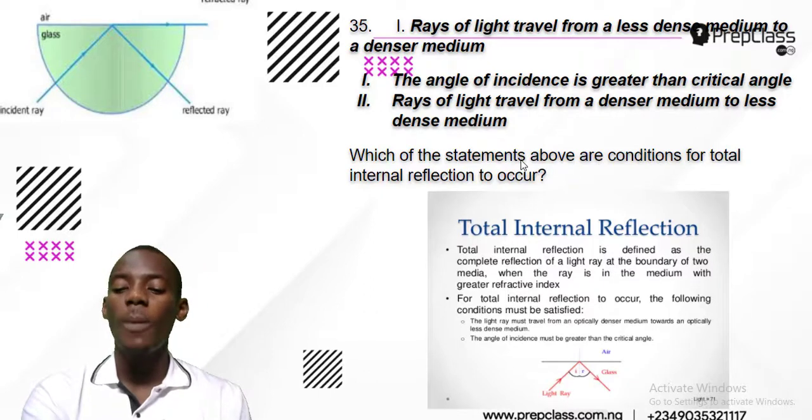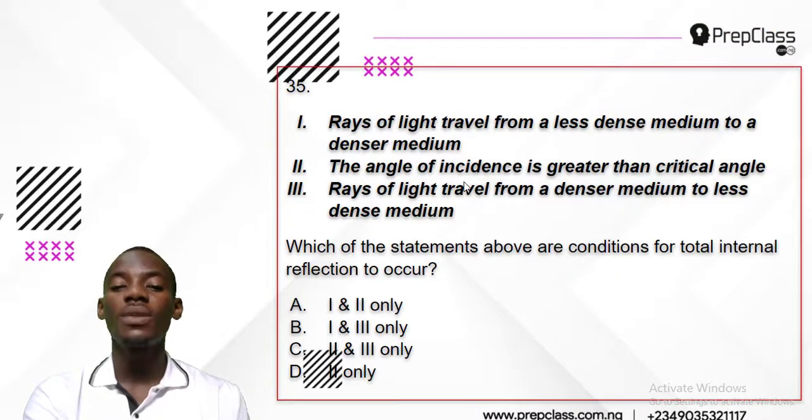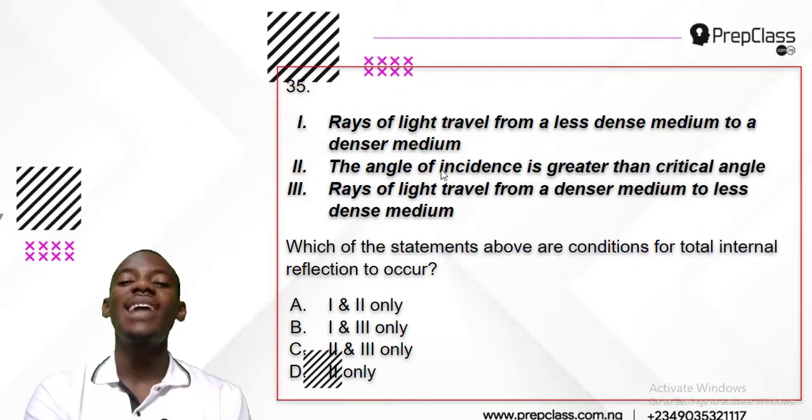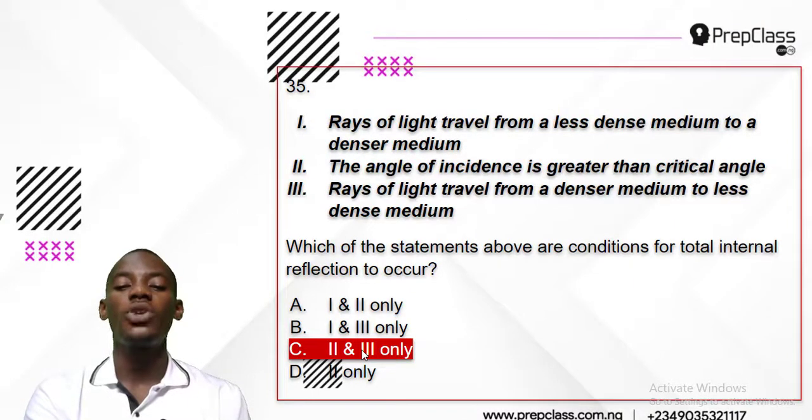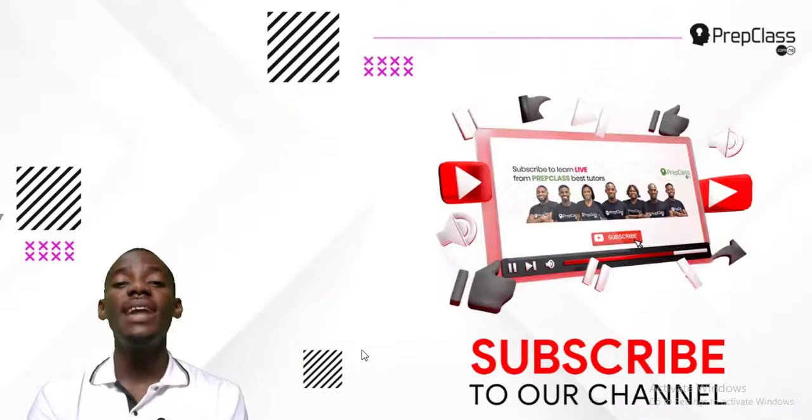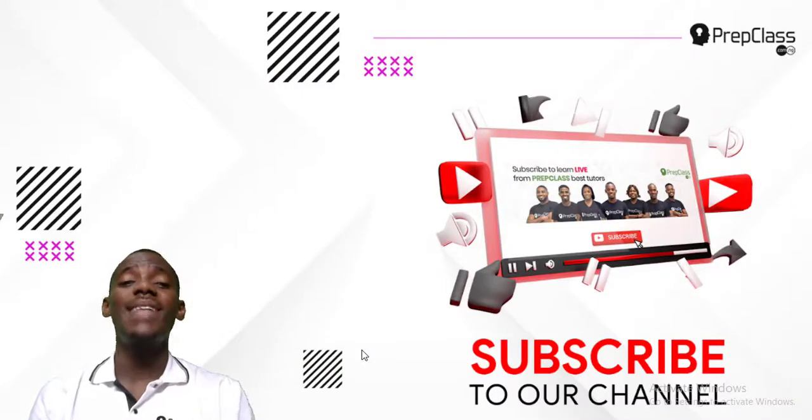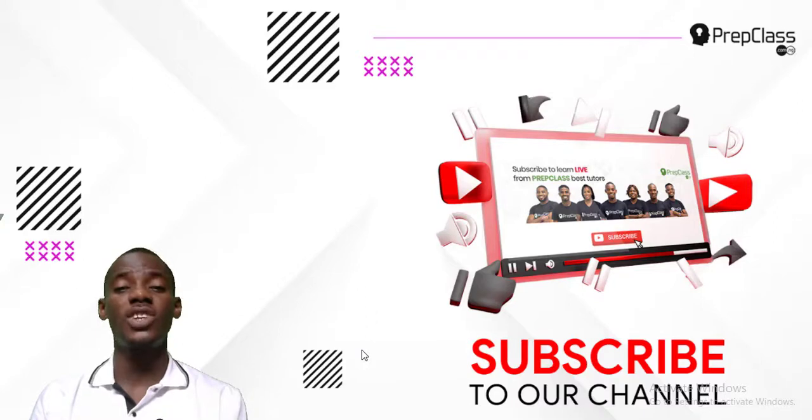So the only true options are option 2, the angle of incidence is greater than the critical angle, and option 3, the ray of light must be traveling from a denser medium to a less dense medium. So the answer is 2 and 3, and that means option C, the correct answer to that question, option C. And that brings us to the end of this video. Maybe at a later time we might treat more of reflection as a topic on its own, but for now that is the answer for number 35.